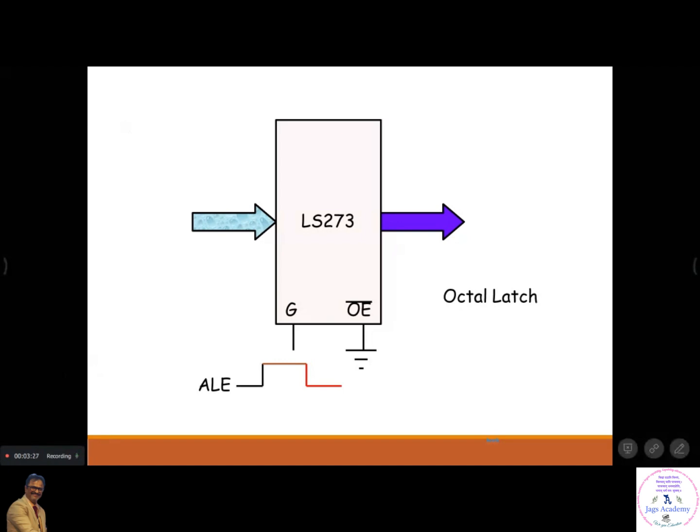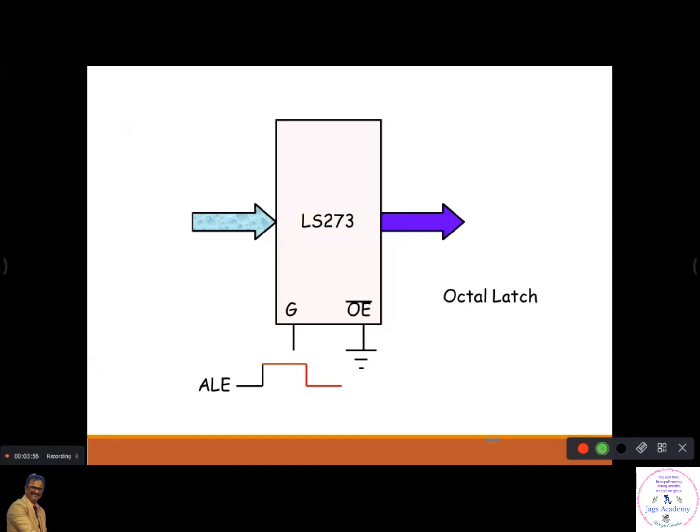It's somewhat like the AND gate and NOT gate. All the gates have been given a number, like 7400, 7403, and so on. Like that, this latch is given the symbol 74LS273. So 74LS273 is a latch. So how does it work?